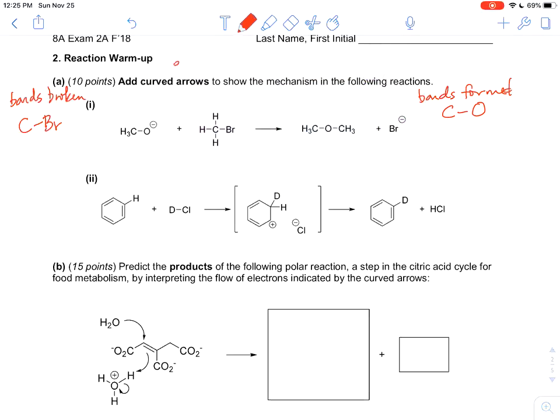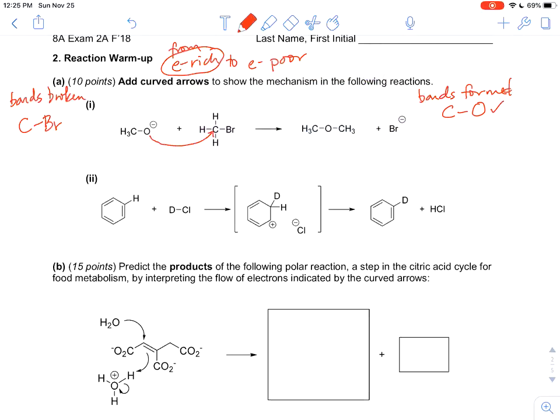Electron movement always goes from the electron-rich region to the electron-poor region, meaning the electron-rich area is where our arrow has to start, and that's going to be this negative charge. Whether or not you draw the lone pair on oxygen doesn't matter. We're going to start at that oxygen, and we're going to end at carbon. That means that we're going to be forming a carbon-oxygen bond.